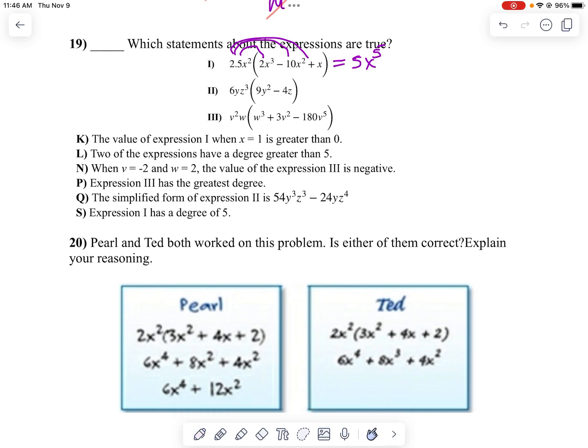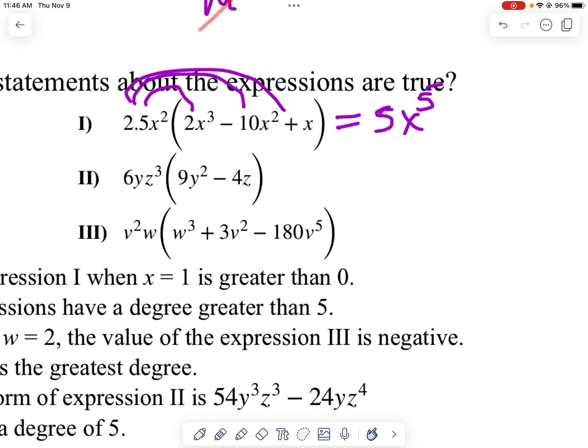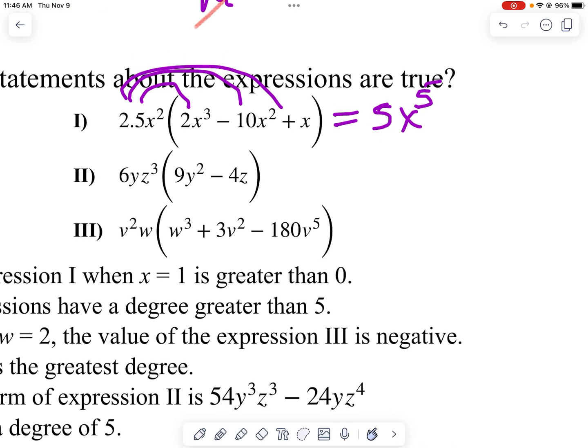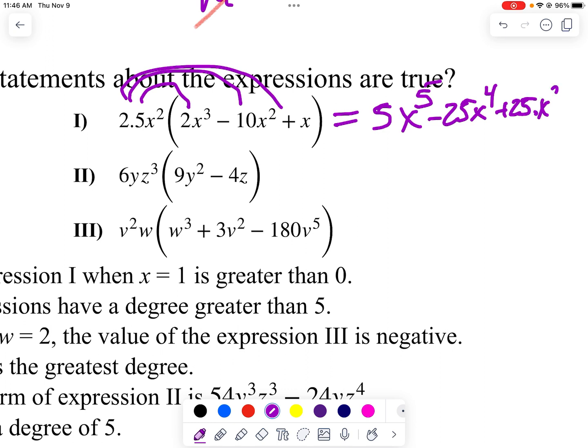I think I'm going to blow this up a little bit so it's easier to see. Okay, then I'll take 2.5 times negative 10, and I'll get negative 25x to the fourth. And then 2.5 times 1 will be 2.5x cubed. Okay, now we'll do the same thing on the next one.